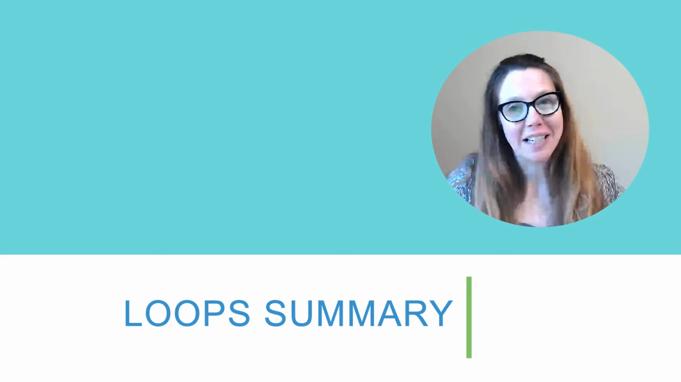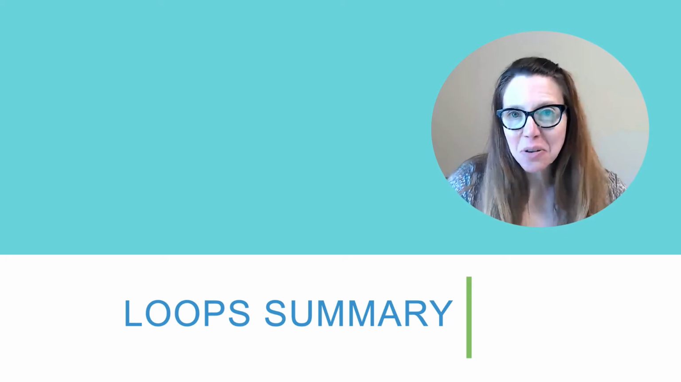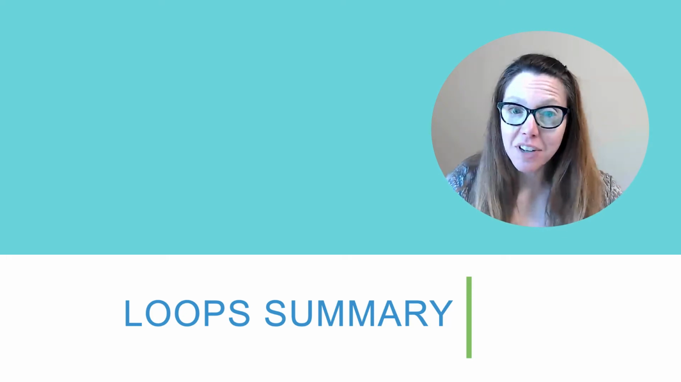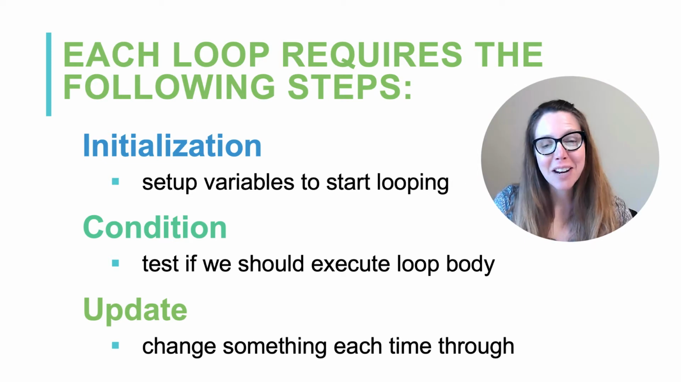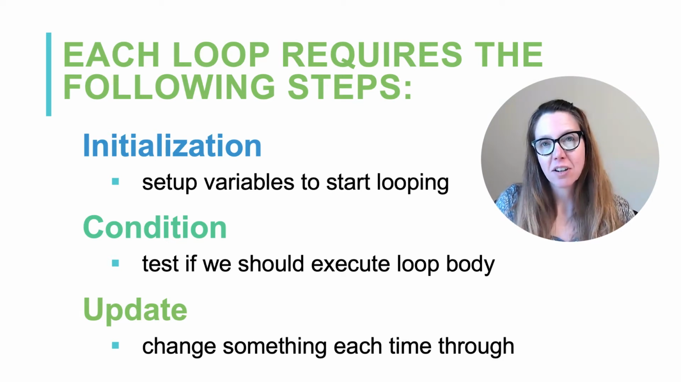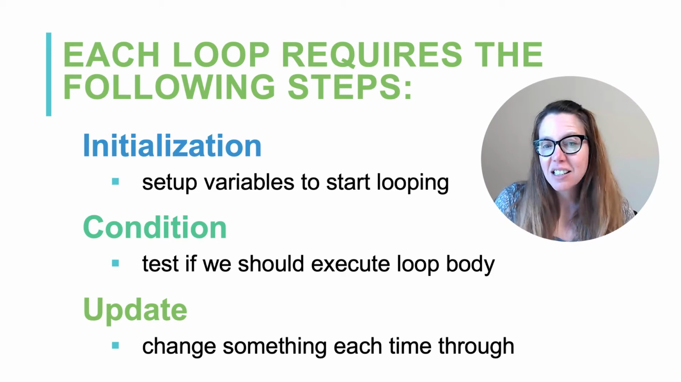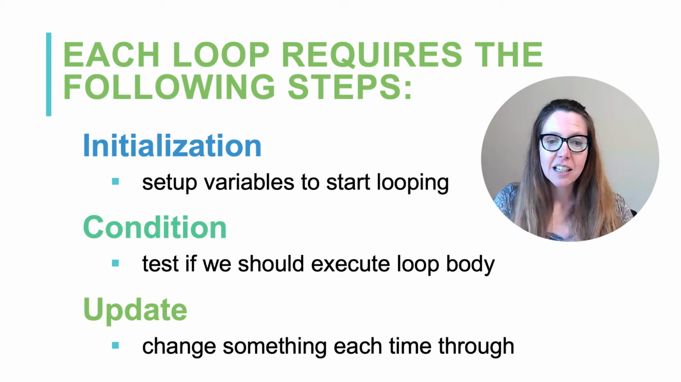So we've learned a great deal about loops. And to round it all off, let's go through a quick summary of all that we've covered. Each loop, no matter the type, requires the following steps. First, initialization. Set up variables to start looping. 2, a condition check. Test if we should execute the loop body or not. And 3, change something each time we go through the loop.